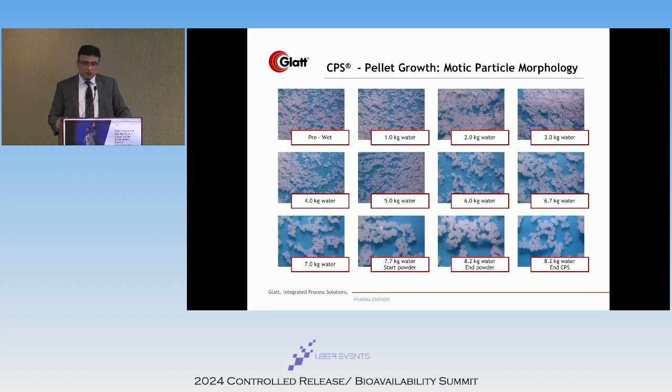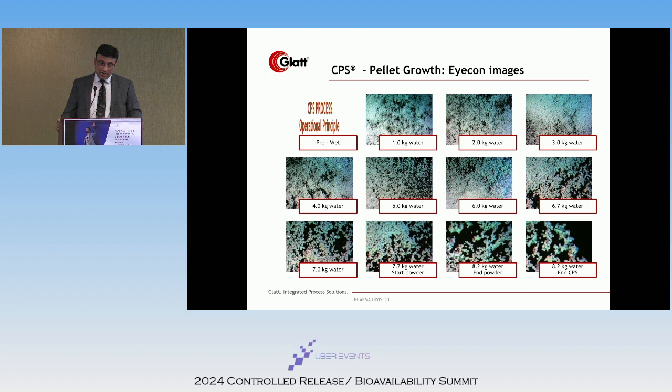Now, this picture just shows you the graph, the Motic microscopic graph. You can see that from pre-wet all the way up to the end of the CPS process, how the pellet grew during the CPS processing. The next page that I have is the icon, so you can have images from both PAT technologies to know exactly where you have to stop the pelletization process, or based on the particle size you can stop that.